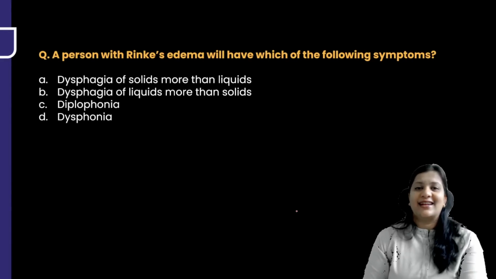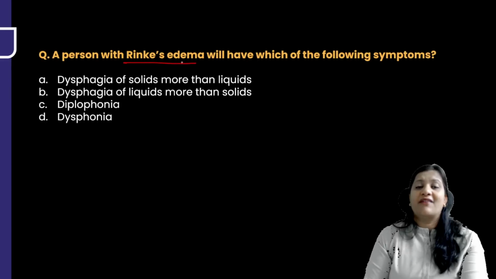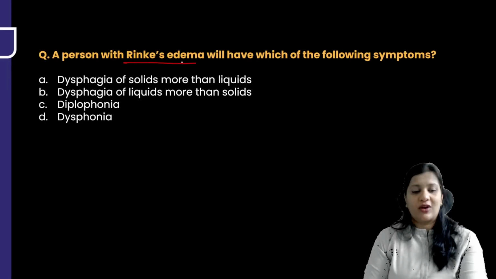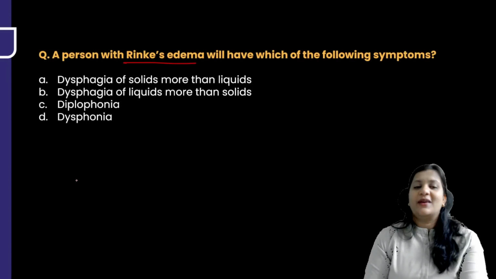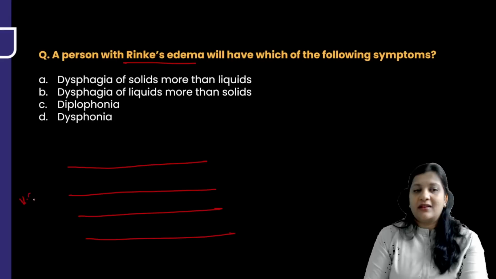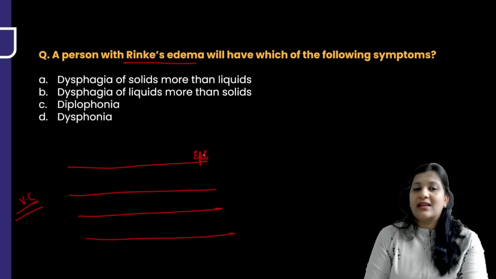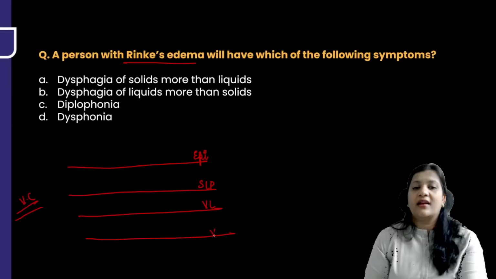A patient with Reinke's edema will have which of the following symptoms? Dysphagia to solids more than liquids, dysphagia to liquids more than solids, diplophonia, or dysphonia. Now we've just seen Reinke's edema. We have understood what Reinke's edema is and how it looks clinically. So basically Reinke's edema is the edema of the subepithelial space. If we take the vocal cord, you will see there are 4 layers. The first layer is the epithelial layer, the second is the superficial lamina propria, the third is the vocal ligament, and the fourth is the vocalis muscle.